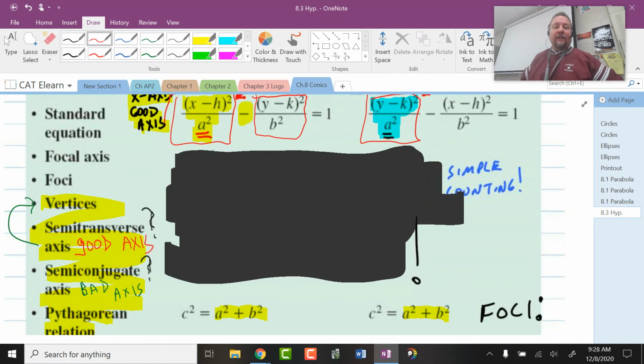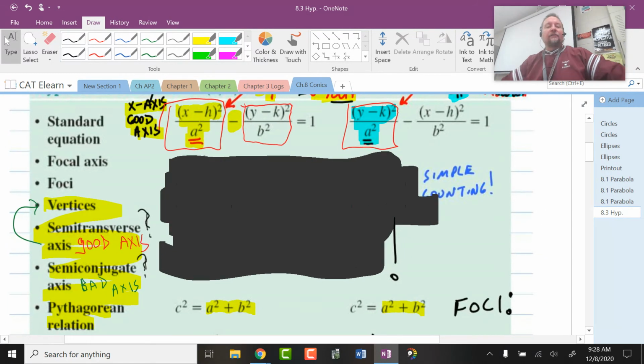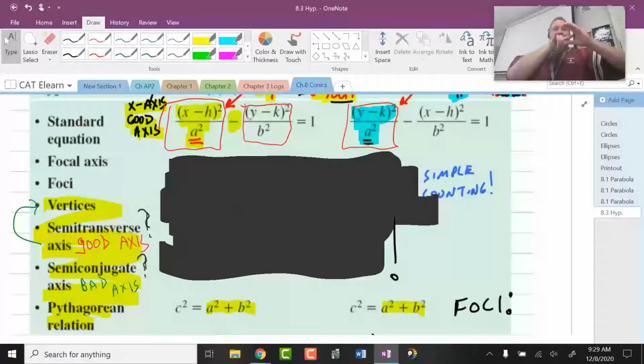But then the one thing I did let you write and reveal is our Pythagorean relation that allows us to find the foci. Notice the difference for this one. It says a squared plus b squared. For ellipses, it's a squared minus b squared. If you look at me, here's an ellipse. It was a squared minus b squared because the foci must be smaller than the major axis. So the foci are inside the bowls.